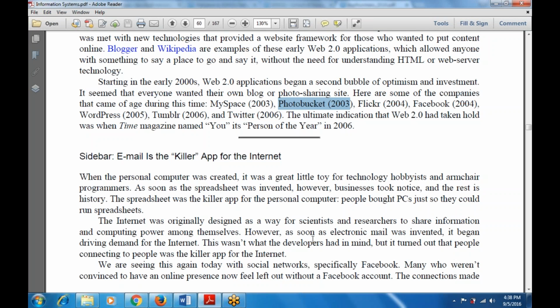The internet was originally designed as a way for scientists and researchers to share information and compute power among themselves. However, as soon as email was invented, it began driving demand for the internet. That means there was demand for the internet, and the question became how to access it.